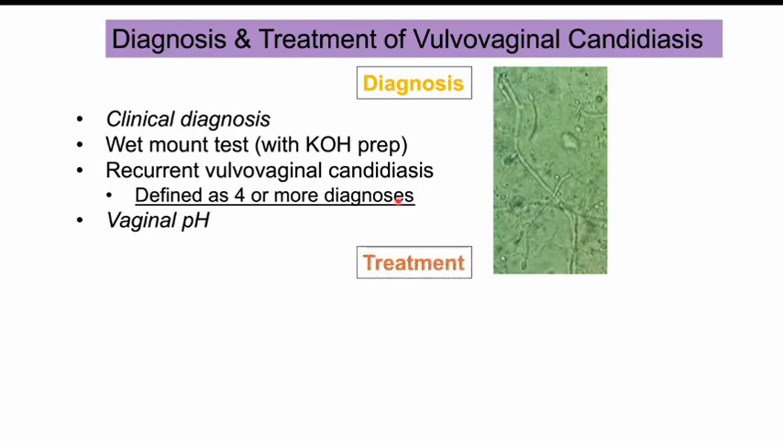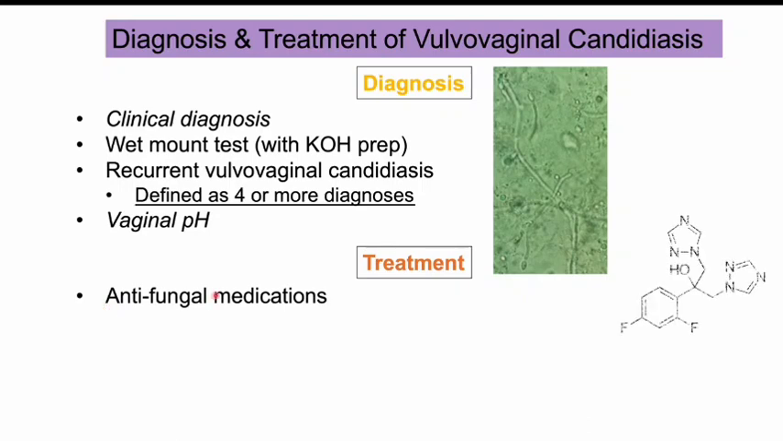Once the diagnosis has been made, how is it treated? So antifungal medications can be used. Oftentimes these can be over the counter. And these antifungal medications are the azoles, so they have azole as a suffix in their name, and they inhibit ergosterol synthesis. So ergosterol is part of the cell membrane of Candida species, so it inhibits the synthesis of that critical part of their cell membrane, so they're not able to reproduce effectively.